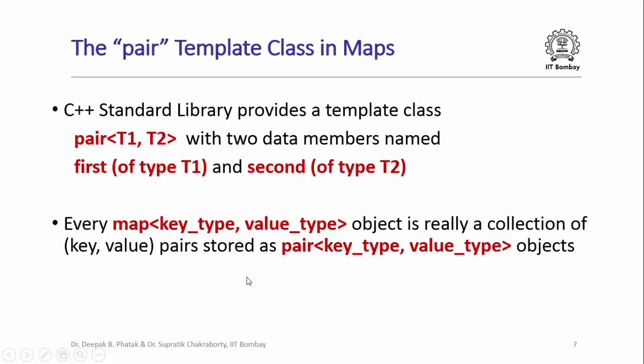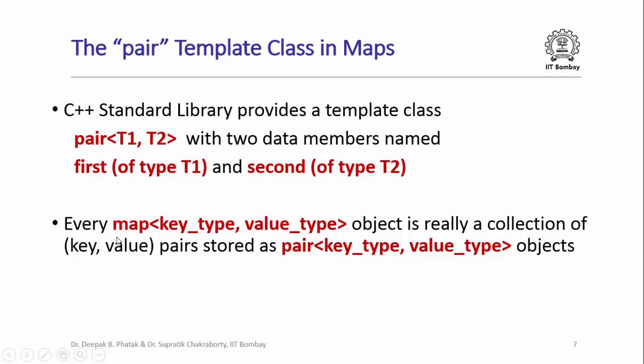Now, while talking about the map class, it is also important to talk about the pair template class, which also comes in the C++ standard library. Now the pair template class has two data members named first and second. This class can be instantiated with two data types, T1 and T2, and the data member first has the type T1 and the data member second has the type T2. Now why are we discussing the pair class when talking about maps?